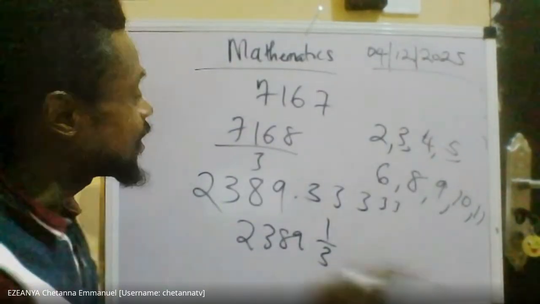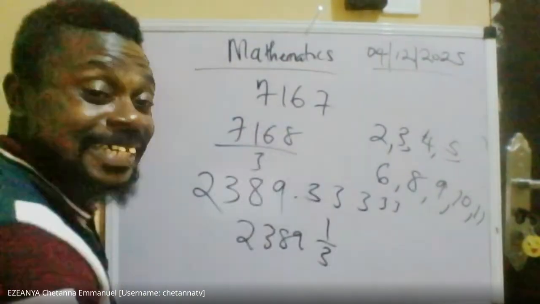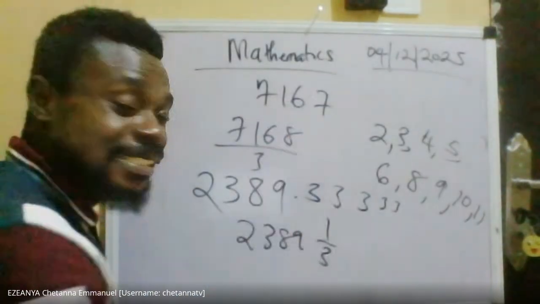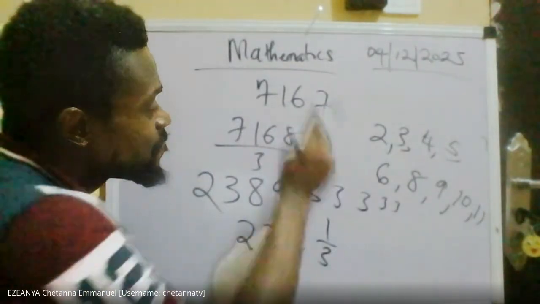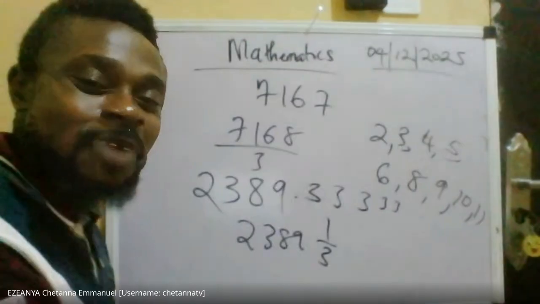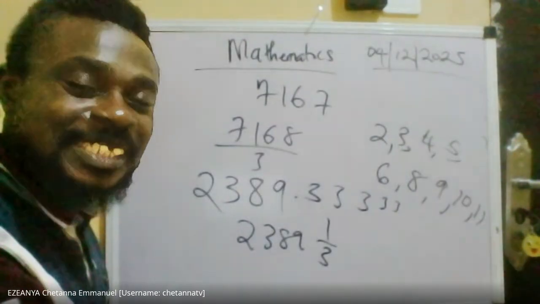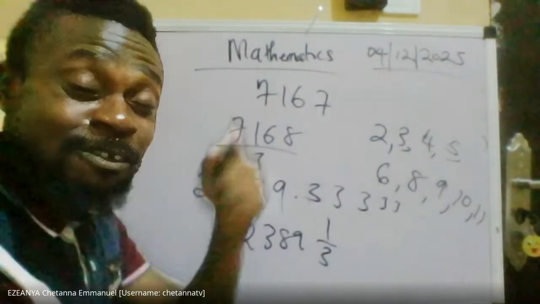Let's add. 7 plus 1 is 8. 8 plus 6 is 14. 14 plus 7 is 21. 21 divided by 3 is 7. So this number is divisible by 3.